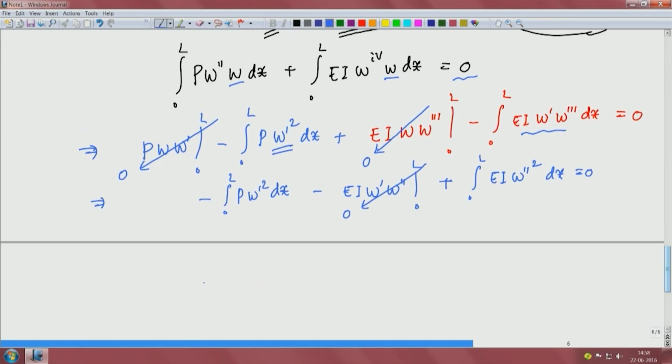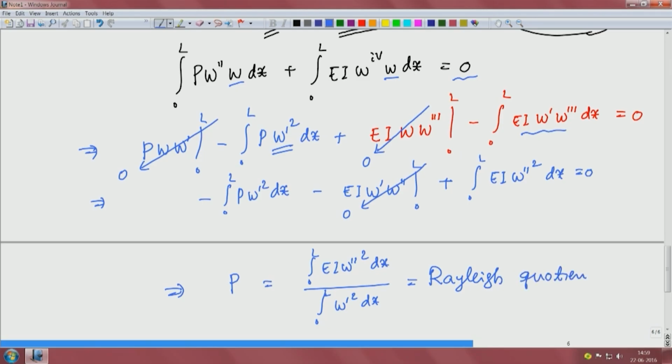Now we get the P from the above. We can write this as the integral from 0 to L of E I W double prime squared dx divided by the integral from 0 to L of W prime squared dx. This is the Rayleigh quotient for column buckling. The Rayleigh quotient has both numerator and denominator positive, so it is always positive. So the buckling load is positive, it cannot be negative. It is compressive, which we have already taken, so it is just positive.